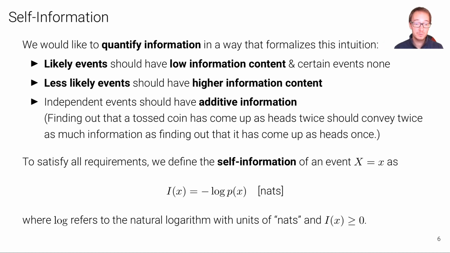Now, given those assumptions, there's only one formula that can fulfill all of those. To satisfy all of those requirements, we define the self-information. We call this information quantity the self-information of an event x equals x. So here we have a random variable x taking a value x as I of x equals minus the logarithm of p of x, where in this case the logarithm refers to the natural logarithm with units of nuts. This is the terminology for the unit, nuts, if we use the natural logarithm.